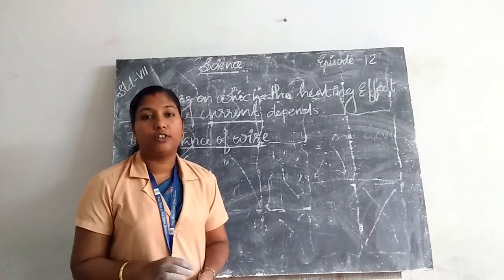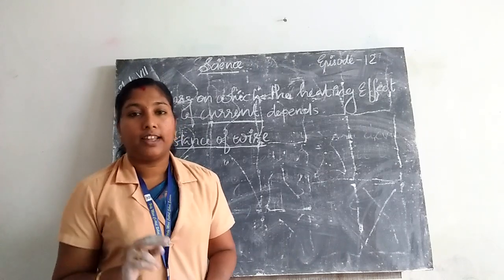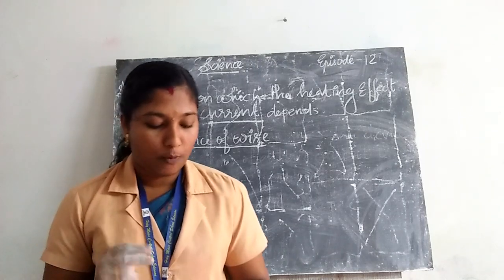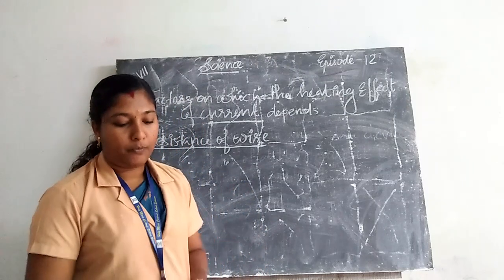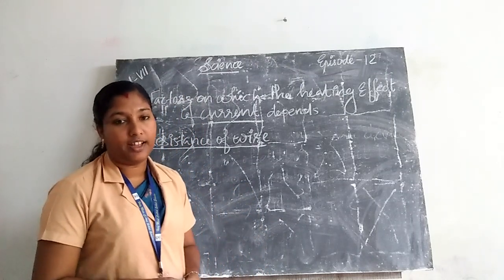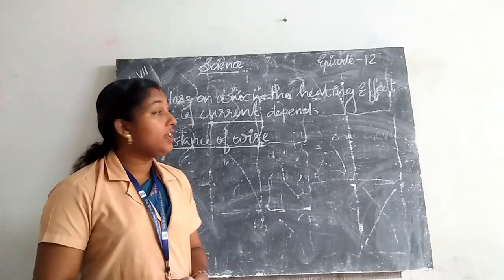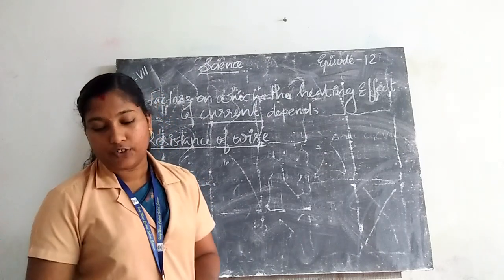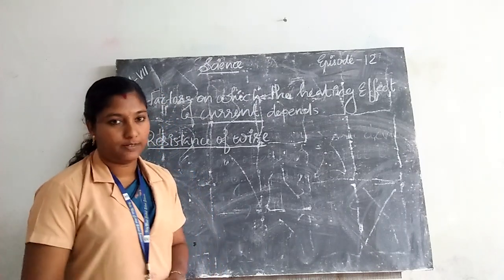Okay. Next, for example, if we choose an example for finding the resistance of wire, first of all we take two wires of materials, copper and nichrome, of equal length and thickness.